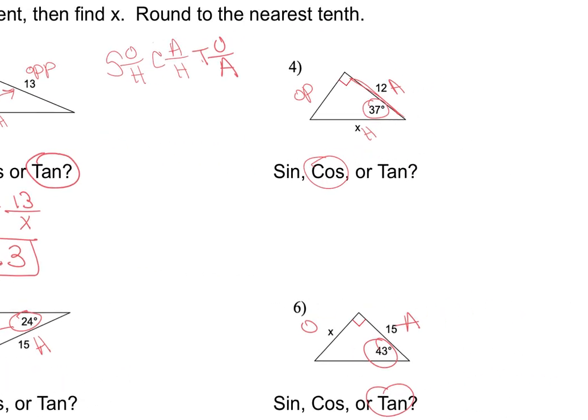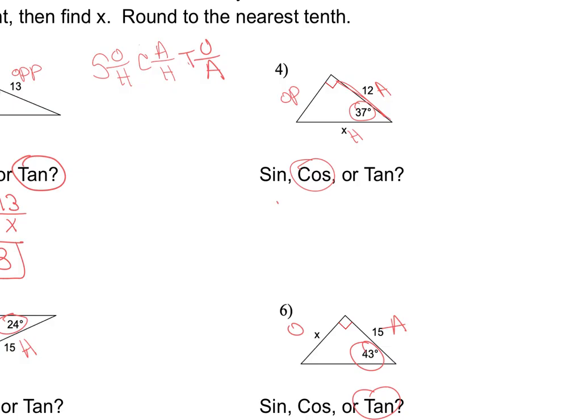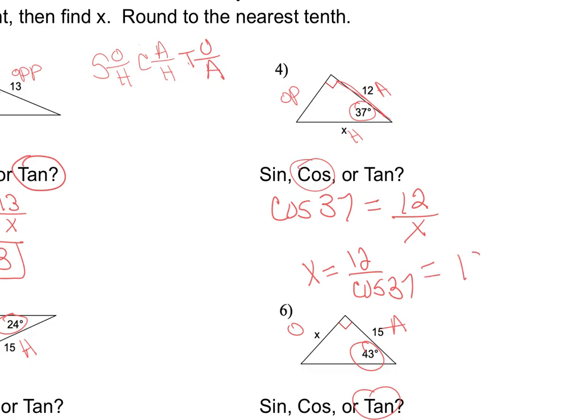Okay, second one, we said cosine, so we're going to have the cosine of 37 equals, with our cosine, the adjacent is always on top, and the hypotenuse is always on the bottom. X is our hypotenuse, it's on the bottom. X on the bottom means that we are going to divide 12 divided by the cosine of 37, which would be, rounded, 15.